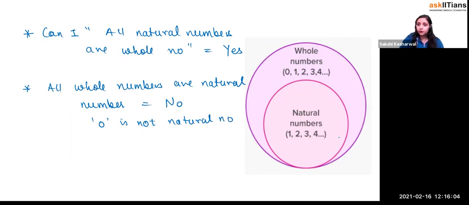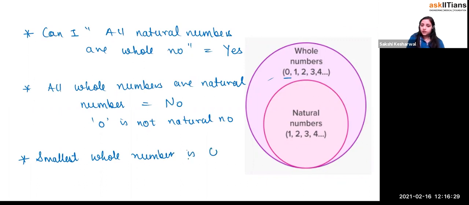So you can see from the given figure that the natural numbers are a smaller set than the whole numbers. When we add 0 to it, it becomes the whole numbers. So we say the natural numbers are smaller than the whole numbers. Can I ask you what is the smallest whole number? The smallest whole number will be what, beta? 0, right?